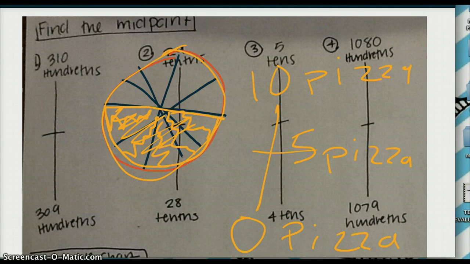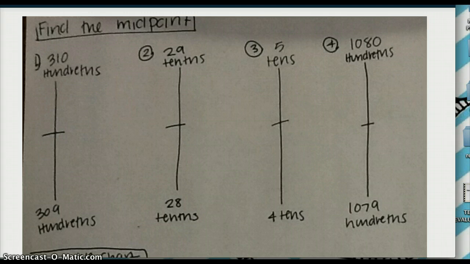Okay, so that's the midpoint for pizza. We need to think of it as a midpoint for our place value and for our numbers. So I want you to do 3 and 4 on your own, and remember it's going to be 5. The midpoint is going to be tens, and then one place value under it would be ones. I don't know if that helps. There's going to be a number and a number.